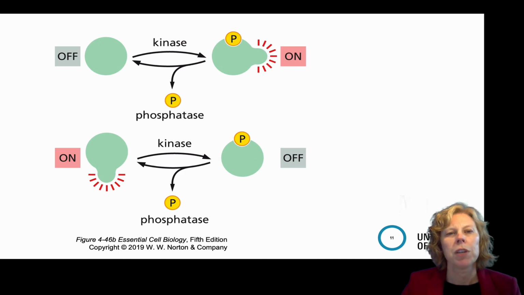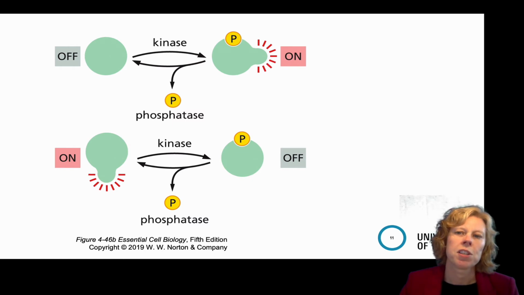In order to tune activity of signaling pathways, proteins can be phosphorylated. And this phosphorylation can either increase, as in this case, or decrease the activity of the protein. This depends on the site of phosphorylation and the structure of the protein.